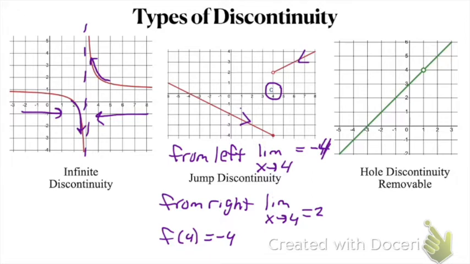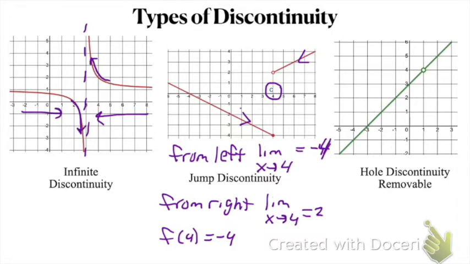This is how we look at those limits, though. We're approaching 4 from the left, we're going to negative 4. We're approaching 4 from the right, we're going to positive 2. They do not match. And so we have a jump discontinuity here. It just jumps between the two sides. This would be like a piecewise function. Then we have the one on the right.